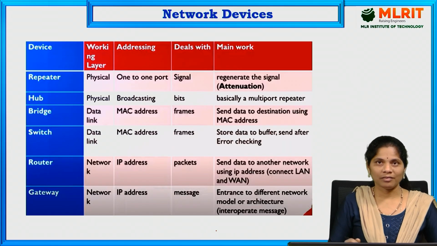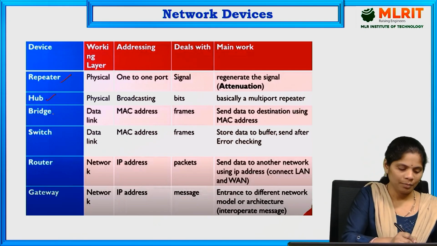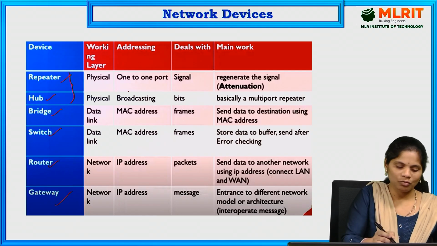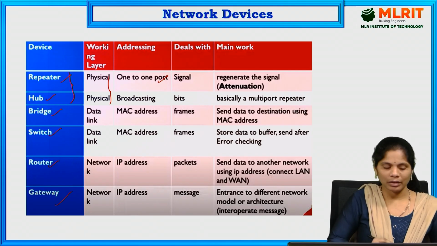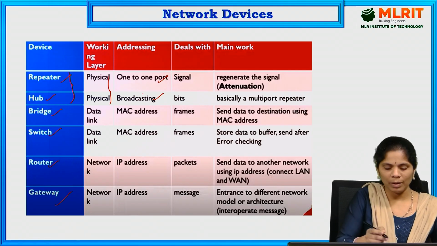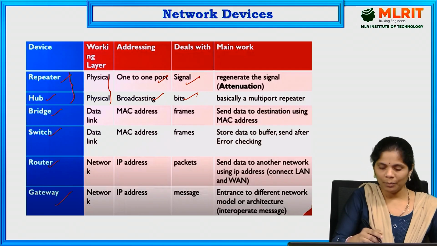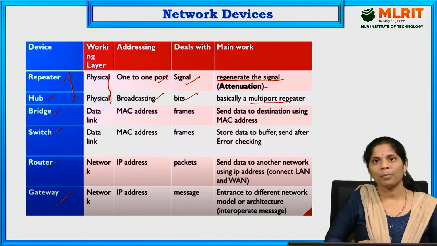And next, let us see the overview of all these 6 devices: repeater, hub, bridge, switch, router and gateway. Coming to repeater and hub, these two come under the physical layer only. The main difference is addressing: the repeater is 1 to 1 port, and the hub is broadcasting, meaning 1 to multiple ports. The repeater deals with signals, and the hub deals with bits. The repeater is mainly for regenerating the signal, that is attenuation. The hub is also for attenuation purpose; it is basically a multi-port repeater. That is the main difference between the repeater and hub.